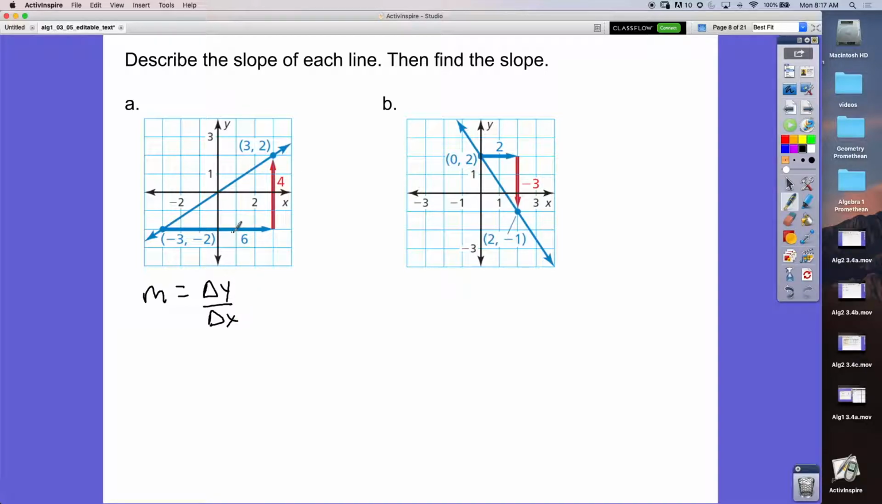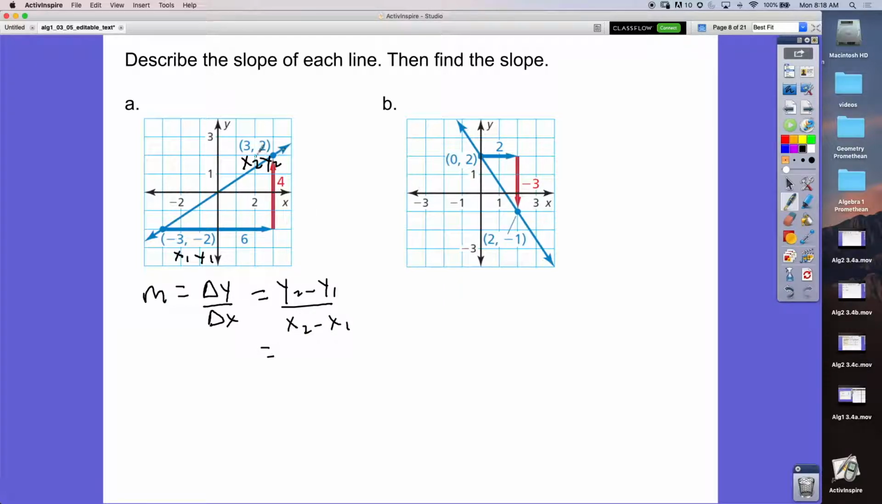It doesn't matter which order you put it in. It doesn't matter if you pick this one as the first point or this one as the first point. Just pick one of them. So I'm going to use this one as the first point. I'm going to label it x1 and y1. I'm going to label this x2 and y2. So let's write the formula out. y2 minus y1 over x2 minus x1.